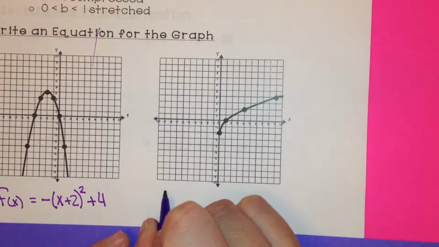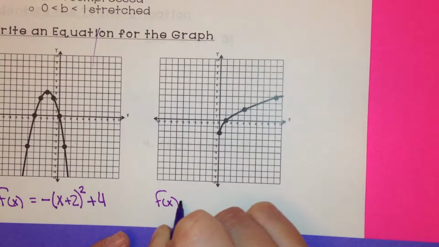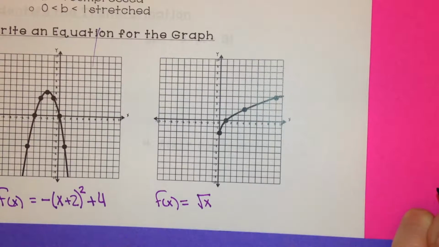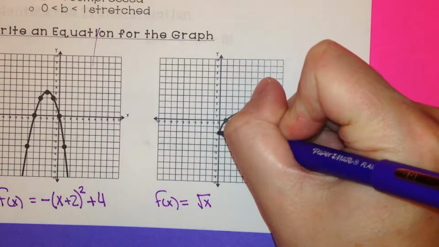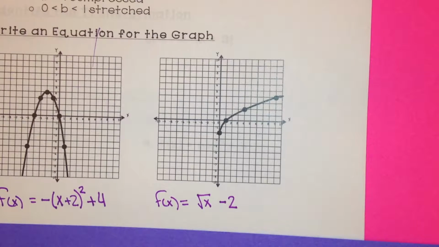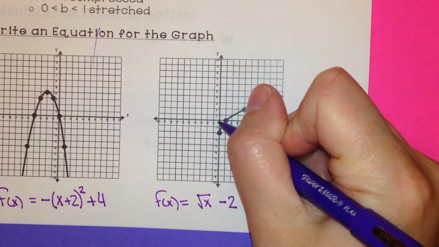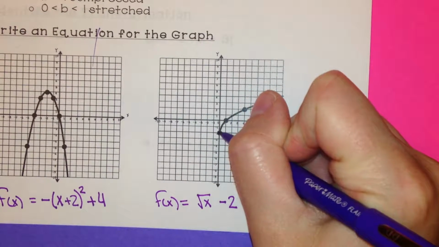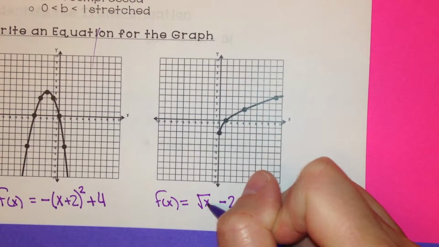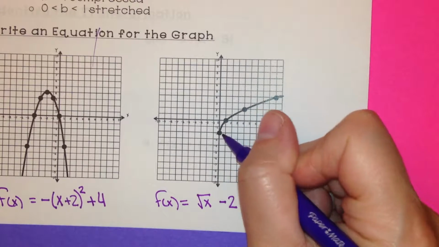So I'm going to start it out as f of x equals square root of x. It moved down 2. So that would be minus 2 outside. All right, so if I plug in where x is 0, I should get negative 2 out for y, because that's that coordinate pair. So square root of 0 is 0. 0 minus 2 is negative 2.